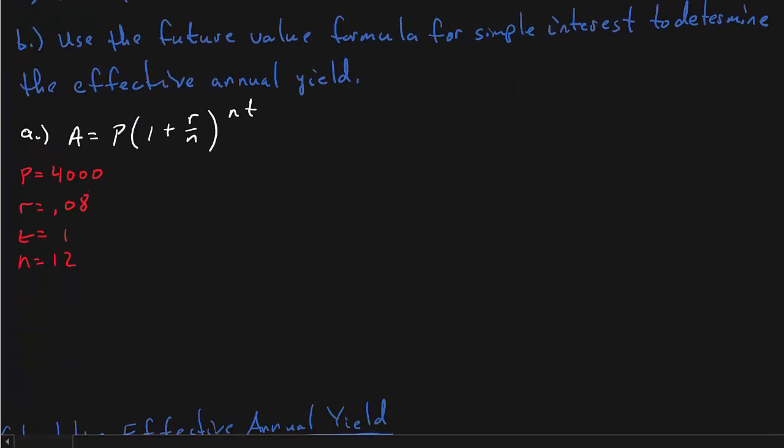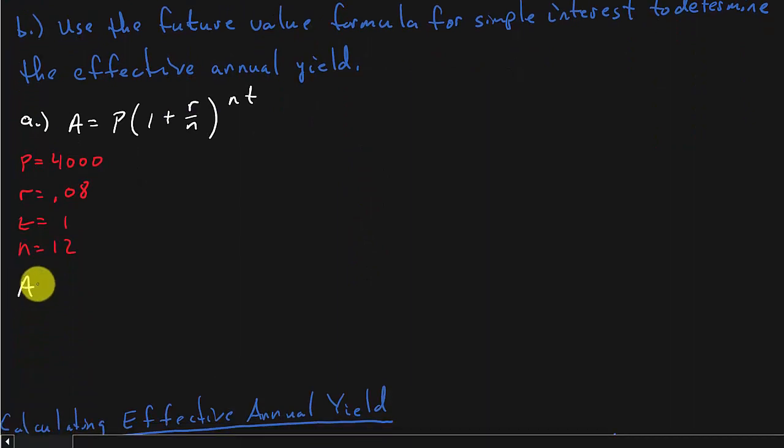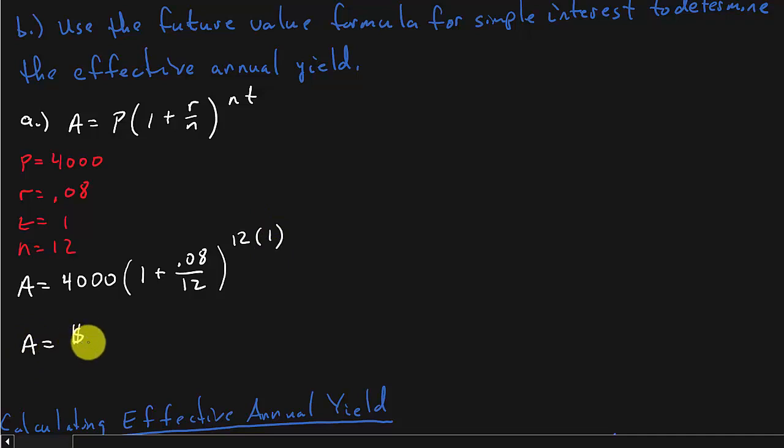All right, so let's plug all this in. We've worked a couple of problems like this already in this video, so plug in the 4,000 and then 1 plus 0.08 over 12 raised to the n, which is 12 times t, which is 1. And so for this, we get A is equal to $4,332. Now, that's the future value.